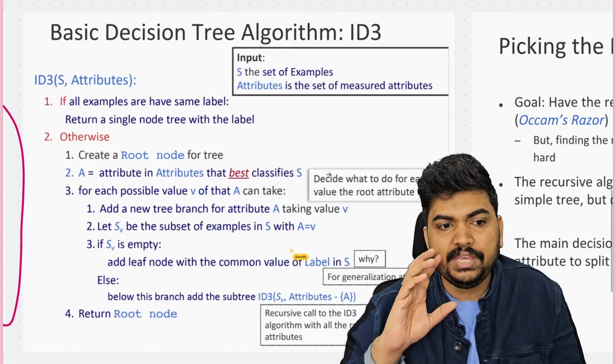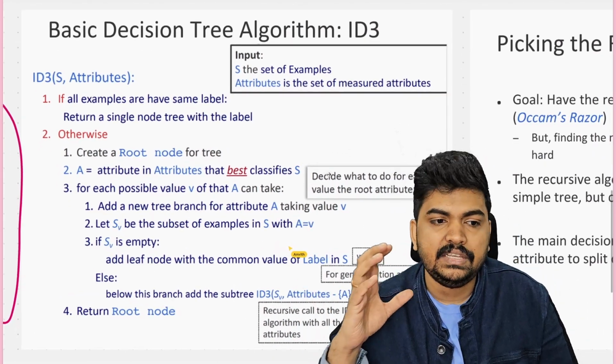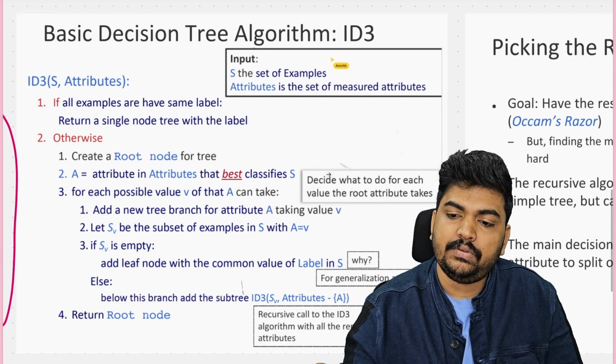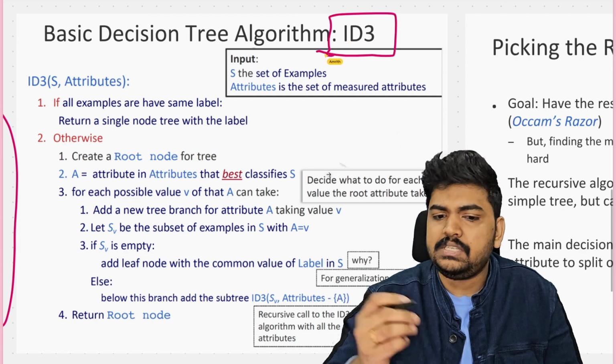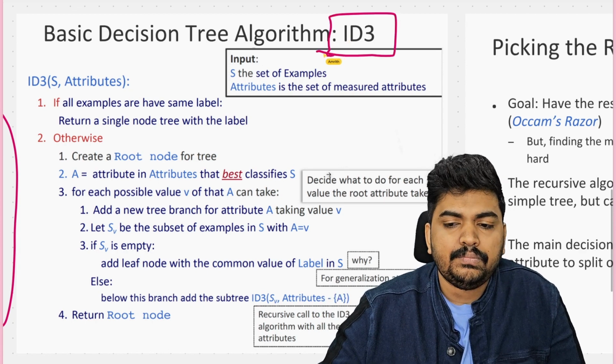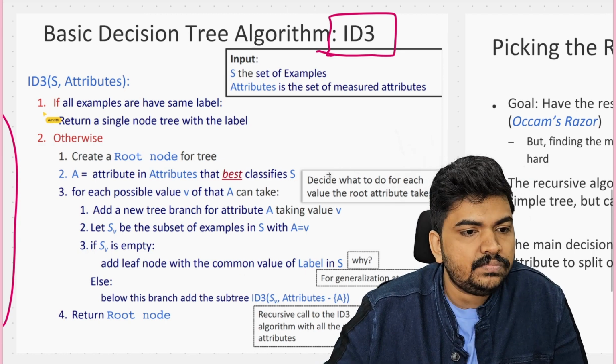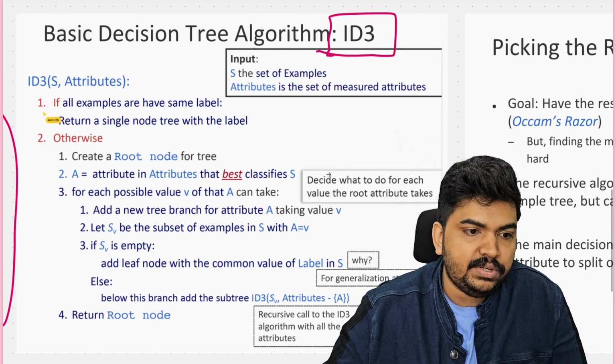And in fact, what we have discussed so far is essentially the idea of the ID3 algorithm. It's one of the earliest, or probably the first algorithm that tries to build a decision tree. So let's dive deep into it.